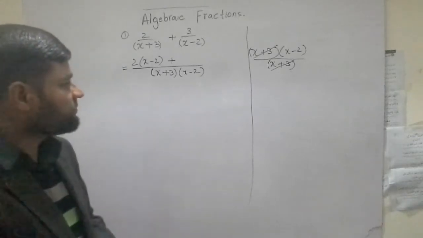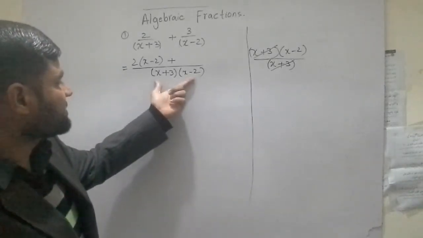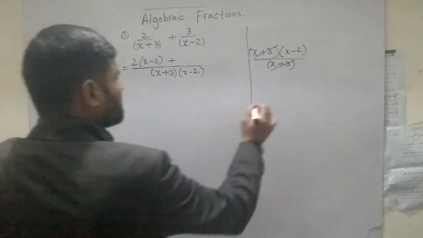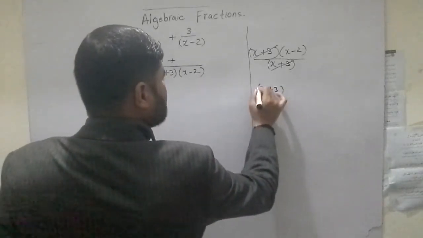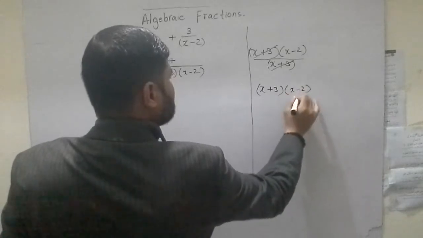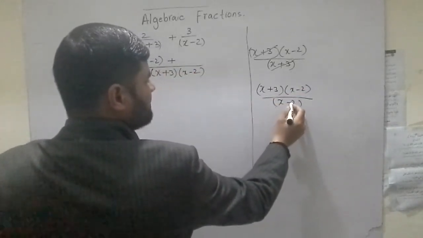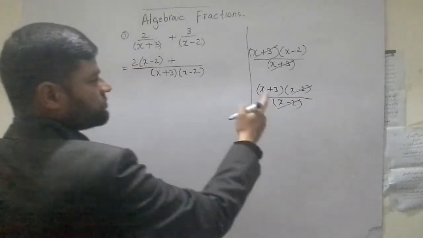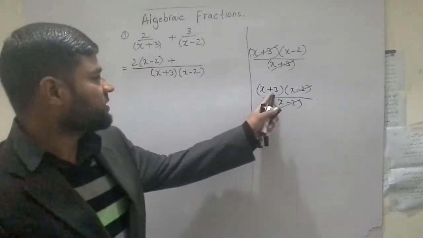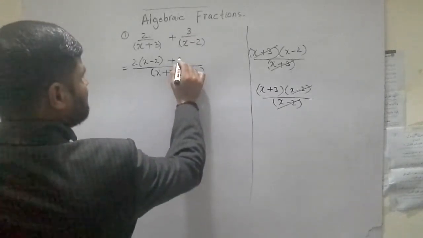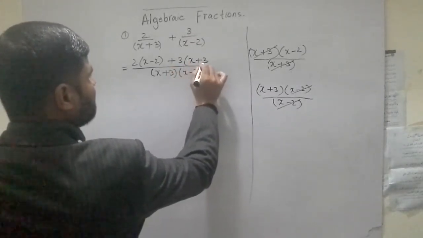The same step we are going to do with this one: divide this LCM by this denominator, which is x minus 2. So x plus 3 into x minus 2 divided by x minus 2. This will be cancelled with this x minus 2, and x plus 3 will be multiplied with the numerator, which is 3 times x plus 3.